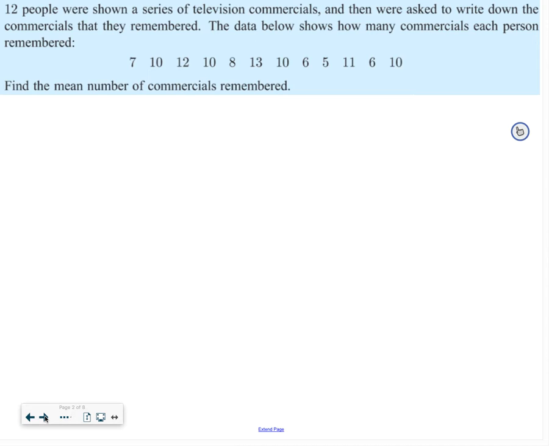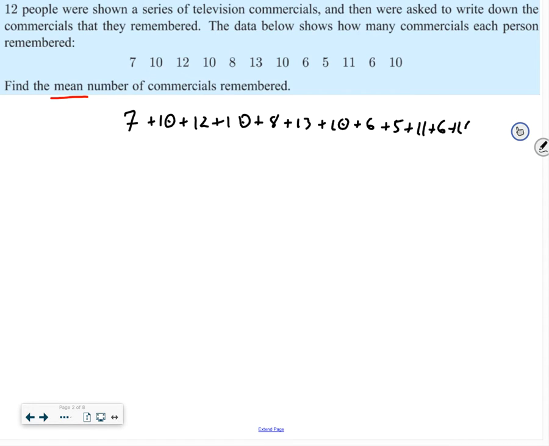So if we're given that 12 people watch a series of television commercials, and we're asked to write down the commercials that they remember. The data below shows how many commercials each person remembered. So if I want to find the mean, I'm going to find the average. First thing I need to add all of these up. So 7 plus 10 plus 12 plus 10 again plus 8 plus 13 plus 10 plus 6 plus 5 plus 11 plus 6 plus 10, and that is equal to 108.